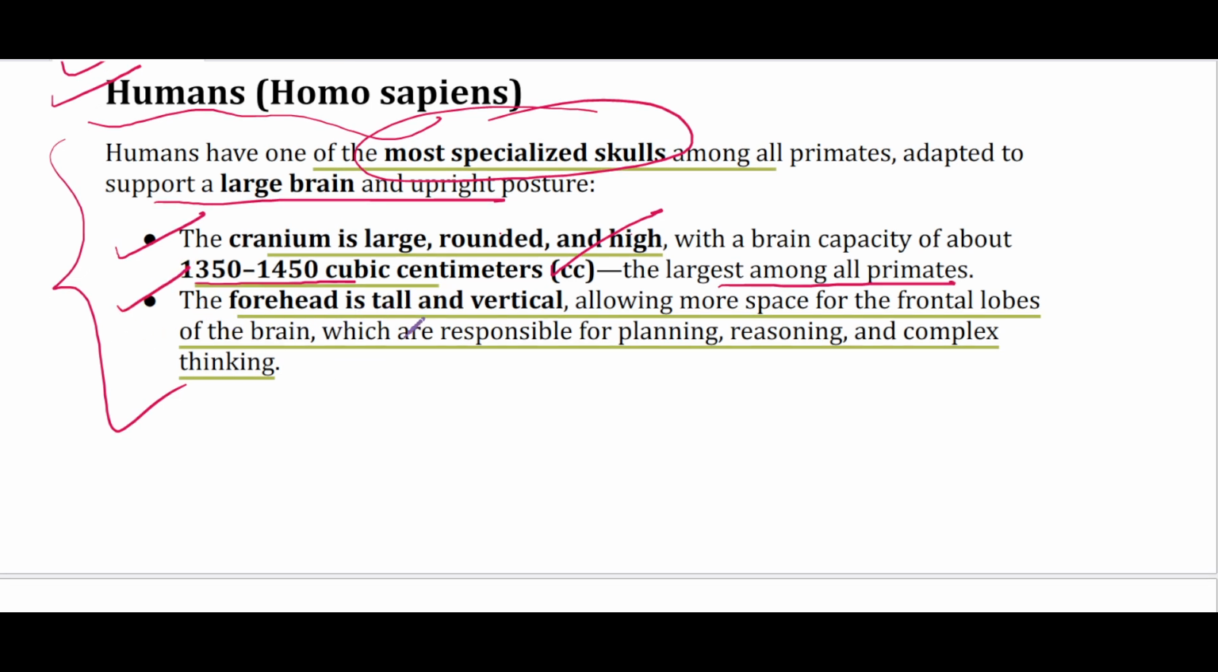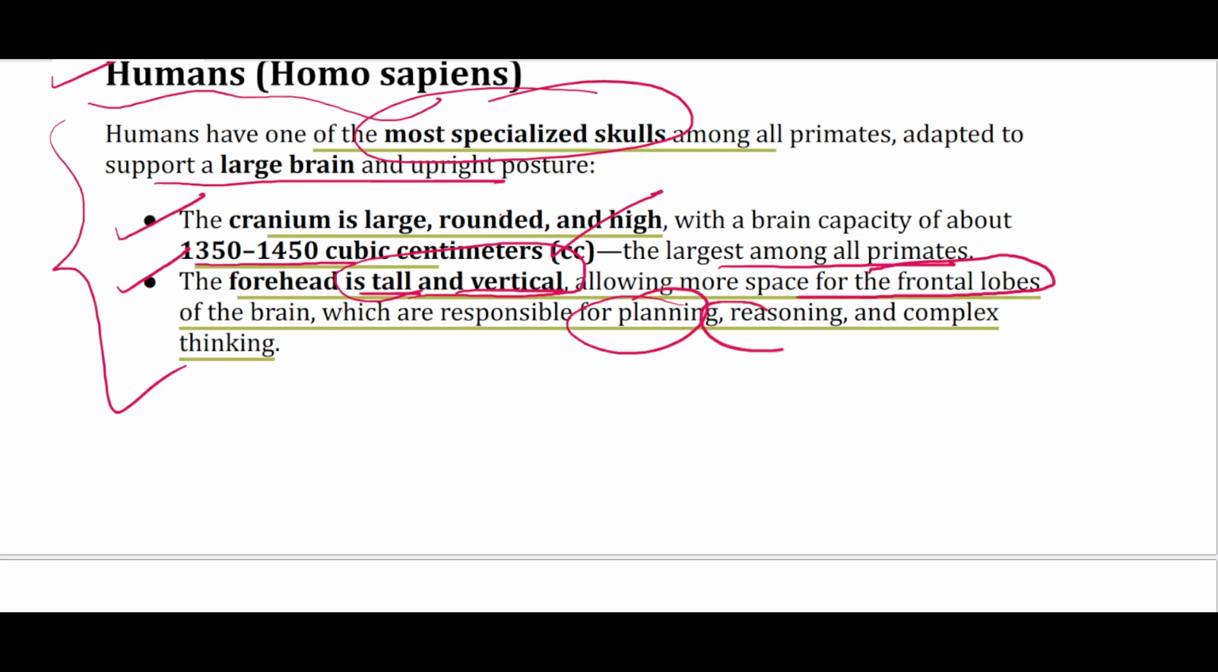Then the forehead in human, it is tall and vertical, and this tall and vertical forehead allows for more space for frontal lobes, and frontal lobes, they are responsible for planning, reasoning, and complex thinking. Forehead means जो आगे का जो माथा है, and this part of the brain case, it has evolved to accommodate frontal lobes.